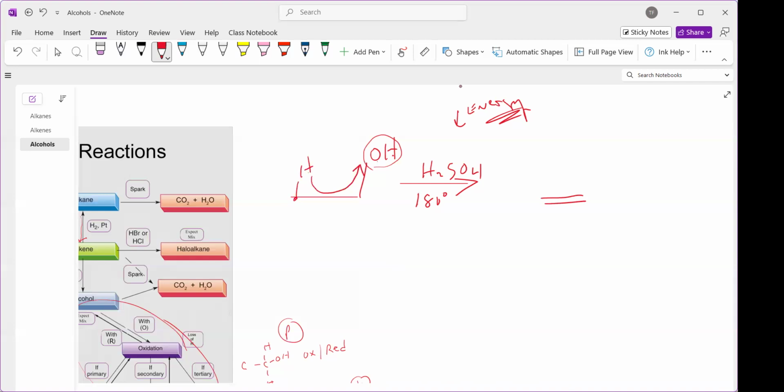Of course, we've got to name it. This would be ethanol. This is going to be ethene.